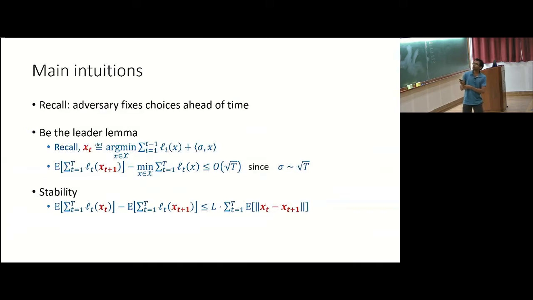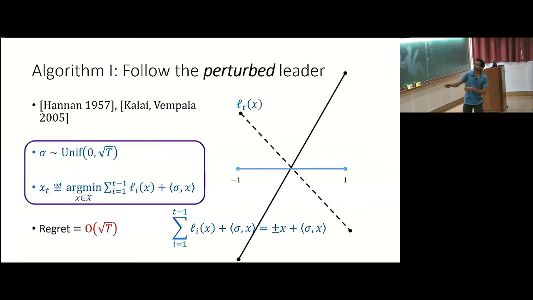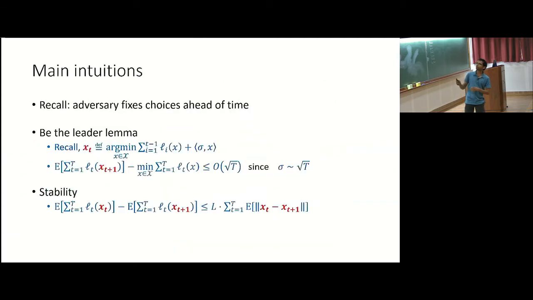So the main intuition behind why follow the perturbed leader gets a regret of O of square root t is that there are two parts. The first one is what is called the be the leader lemma. This basically says that if I am indeed able to play xt plus 1, which is the minimizer of the cumulative loss all the way up to time t plus this perturbation, and because this perturbation is only of square root t, then if I'm able to play the leader at time t plus 1, the regret is at most square root t. And the square root t is just because sigma is of the order of square root t.